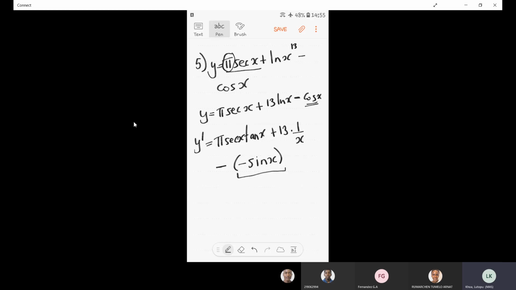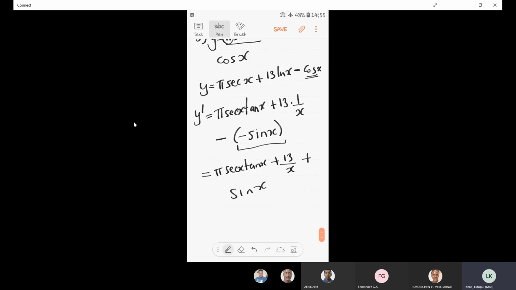Then you simplify as far as possible. This is just equal to pi sec x tan x plus 13 over x. Then I have plus sine x. So you can see I'm using the table. While you're still getting used to it, have the table there next to you, and then go down the list. Say, is it this one? Yes. Is it this one? No. Move on to the next one.